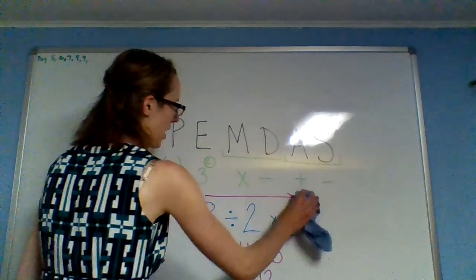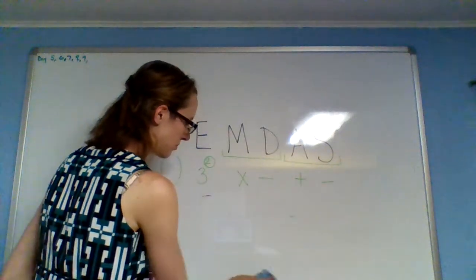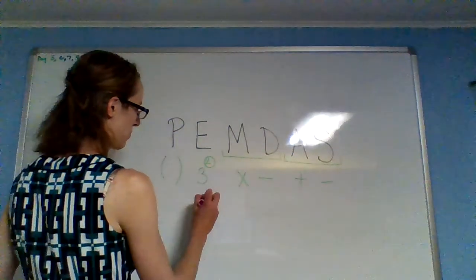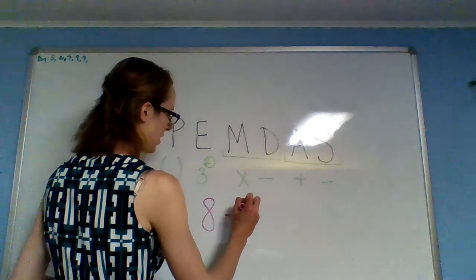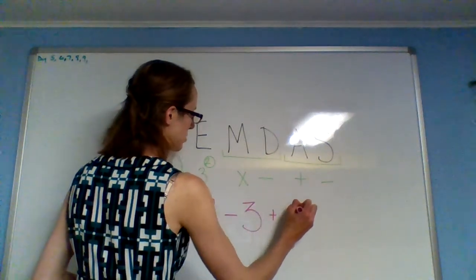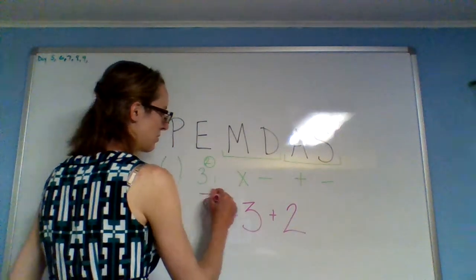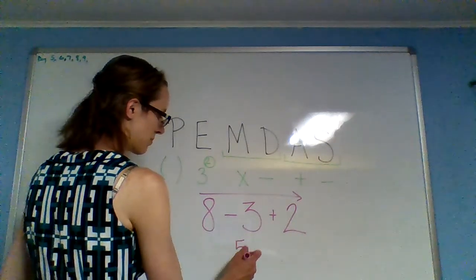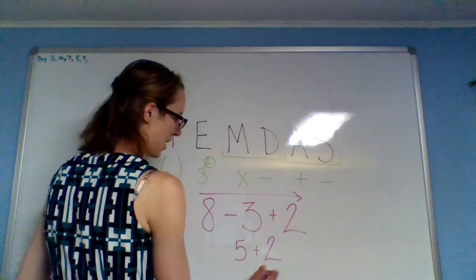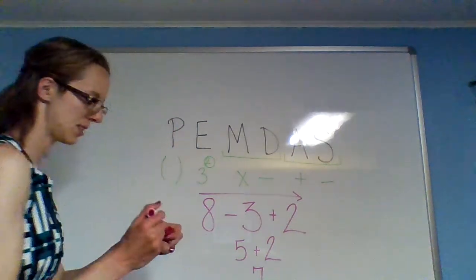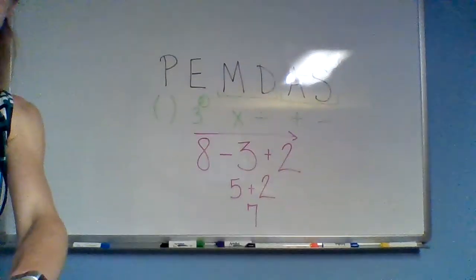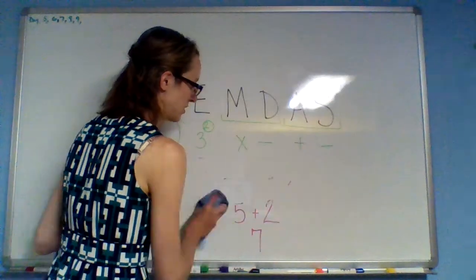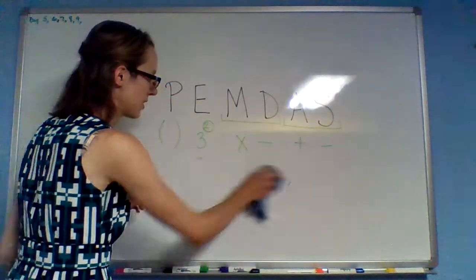Same thing when I'm doing adding and subtracting. Even though add comes before subtract in my PEMDAS, if I have 8 minus 3 plus 2, I'm going to work from left to right in the problem, and 8 minus 3 is going to be 5, and then when I add 2, I get to 7. You can't see the 7. There's the 7.